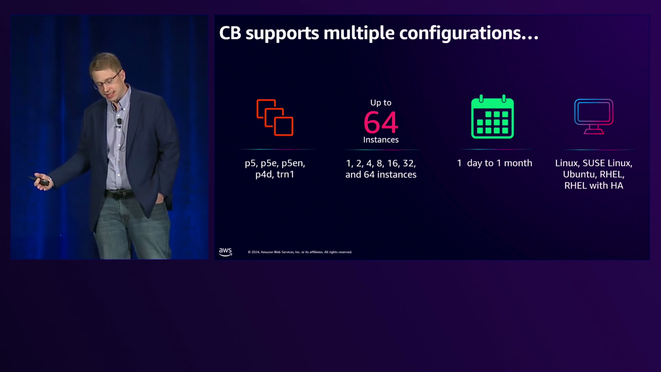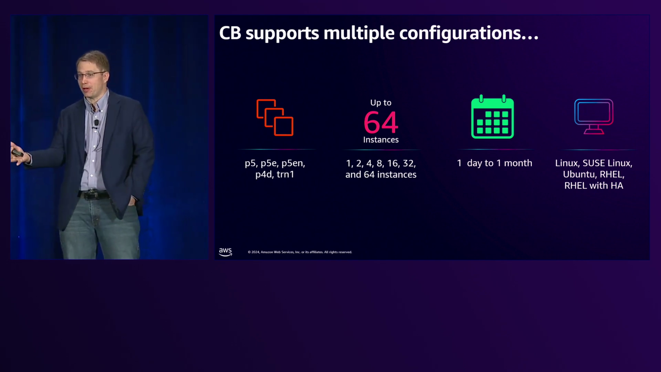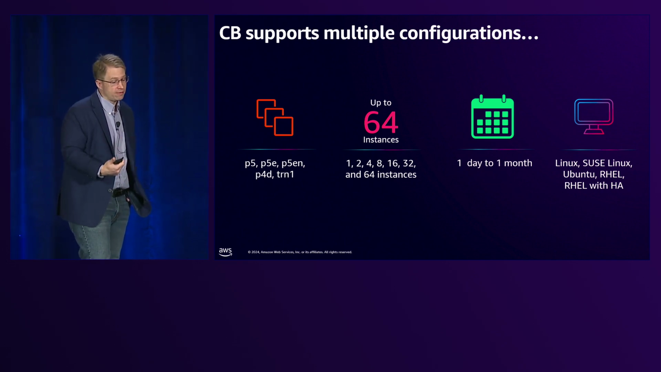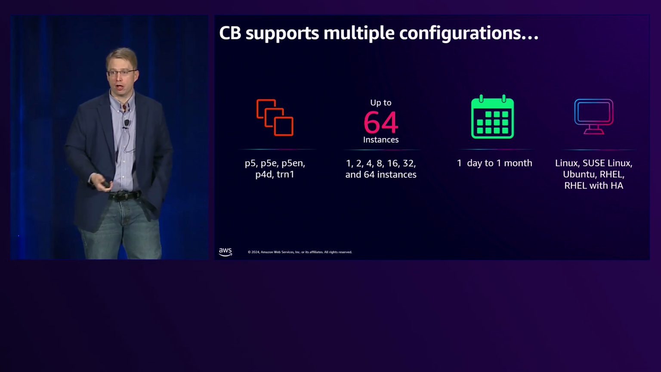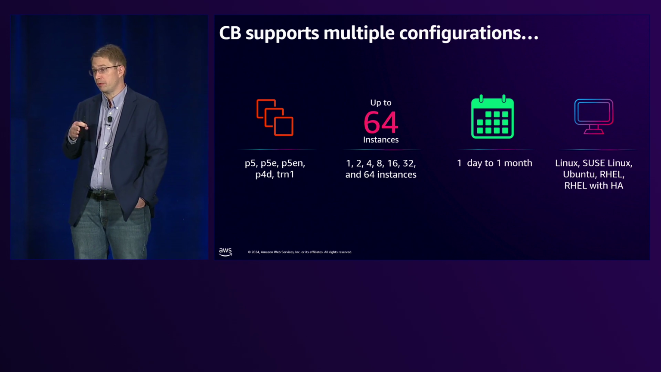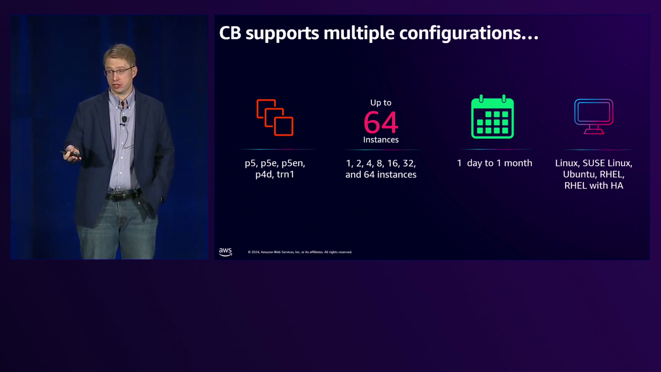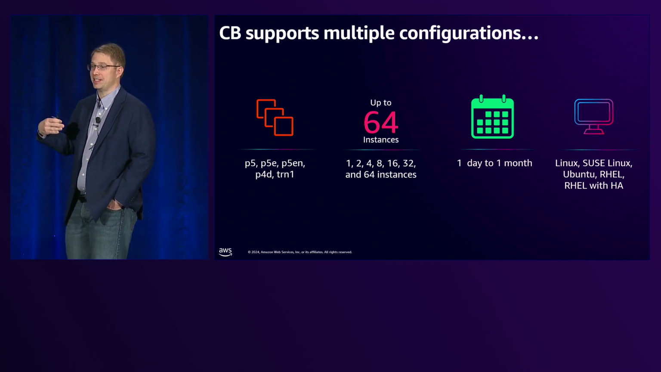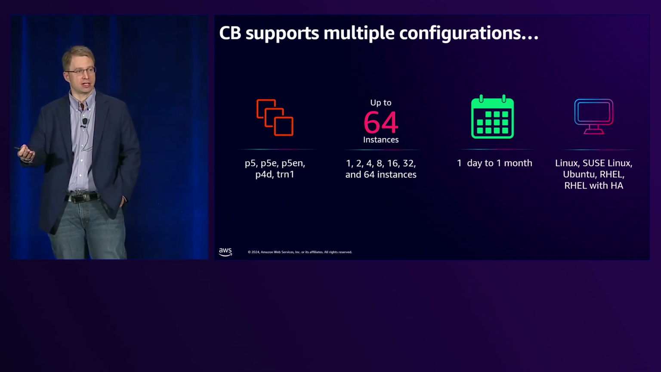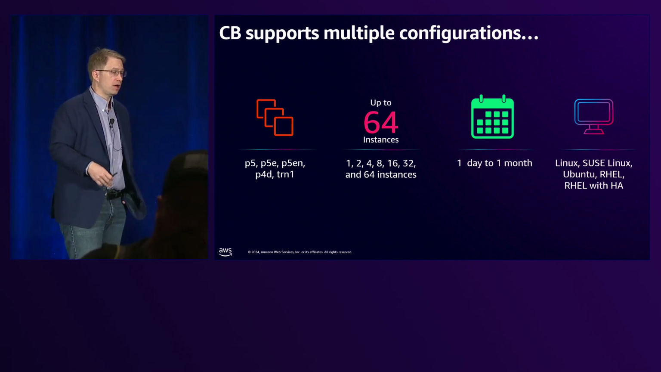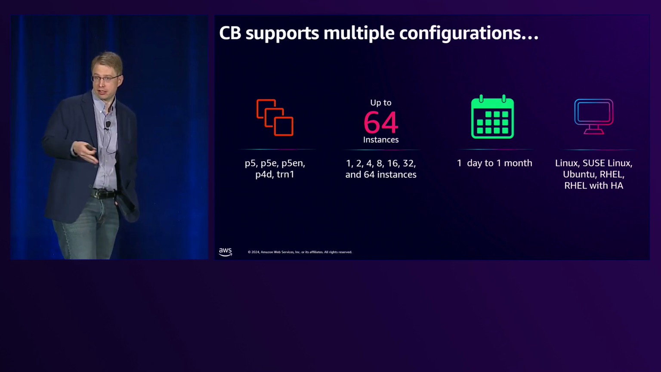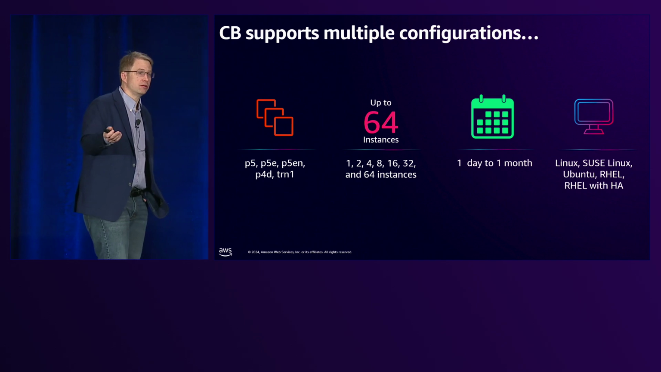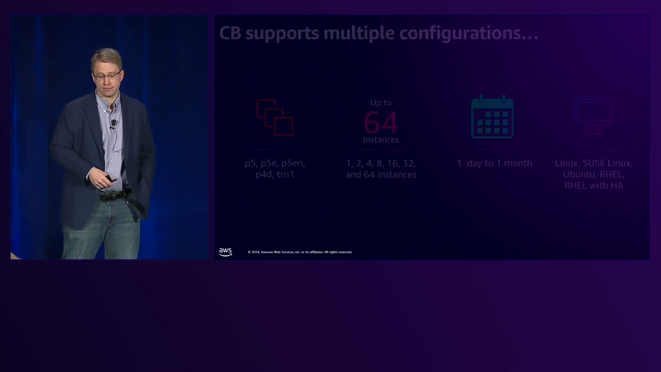When you're actually setting these up, in case you haven't done it, many people hadn't in the audience, there are multiple instance types that we support. So P5, P4D, TRN1, you can provision them in powers of 2. Part of this is because of the way that you use machine learning, they tend to be needed in powers of 2. And so that's how we've designed it. Up until recently, it was 1 day up until 1 month that you could reserve it. And lastly, you could do it across multiple different OSs.